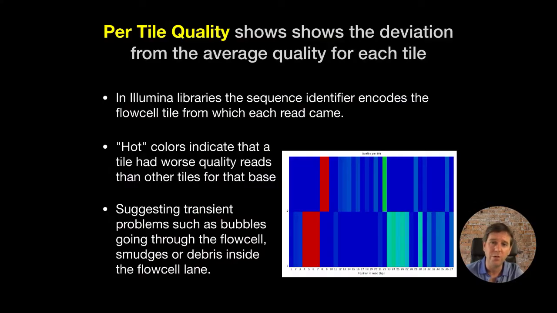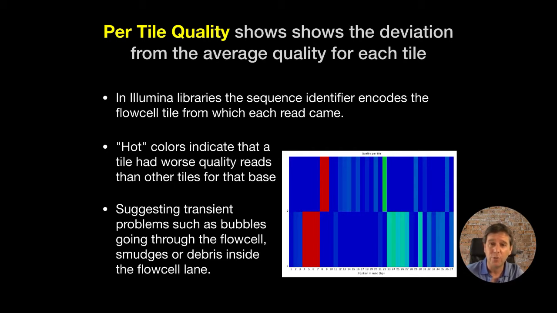If we scroll down in the report, you would see things like the per tile quality. So this is going to show you how it deviates from the average across a flow cell. So inside Illumina flow cells, you have a little code about where it comes from, and that's stored in that FASTQ file in the comment section.